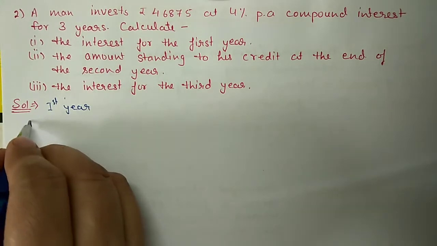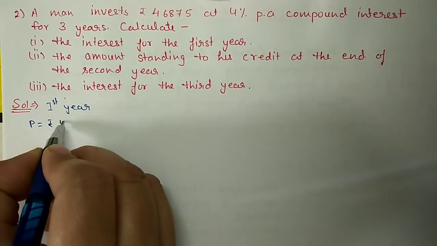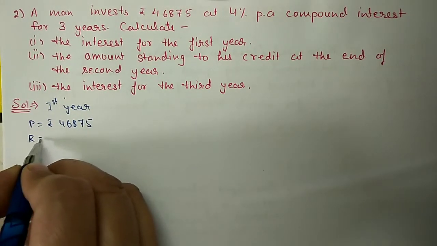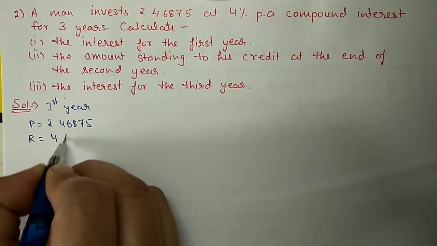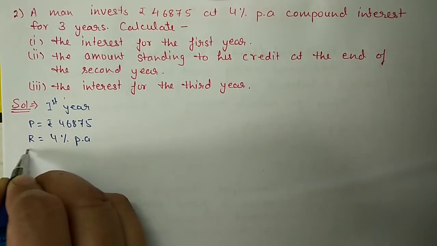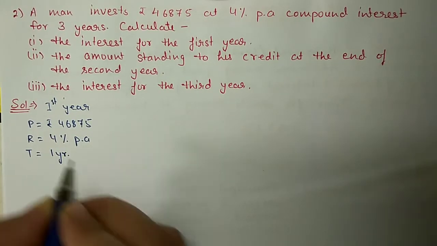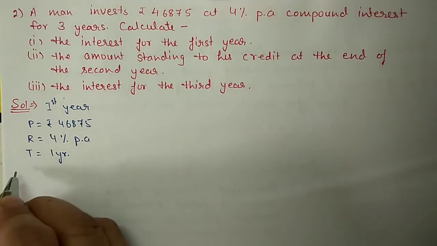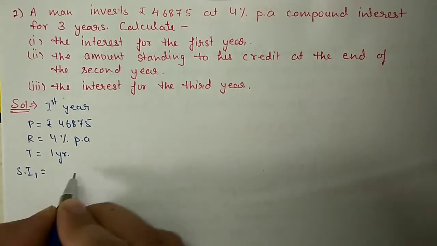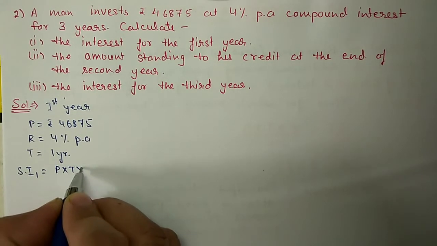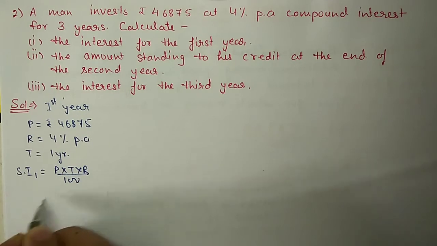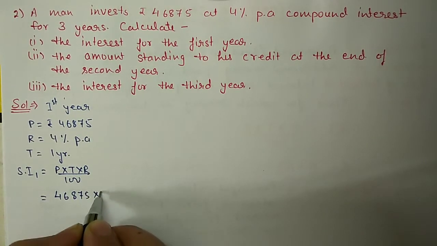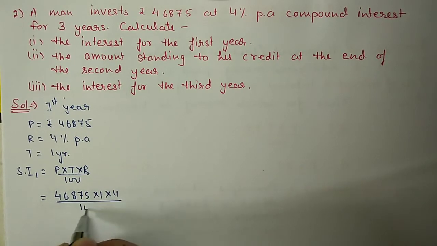First, for the first year. For the first year, principal money is 46,875 rupees, rate of interest is 4% per annum, and time is 1 year. Always we have to take time as 1 year if we are doing it with the help of simple interest. So the simple interest for the first year is P into T into R by 100, which is 46,875 into 1 into 4 divided by 100.